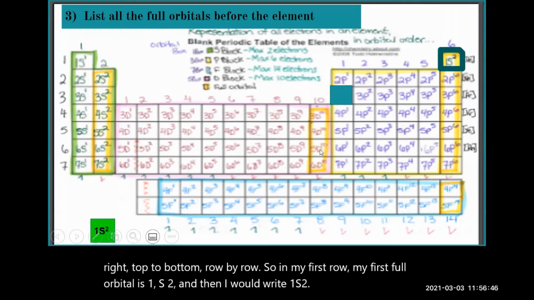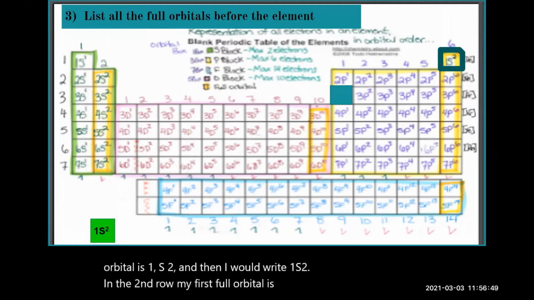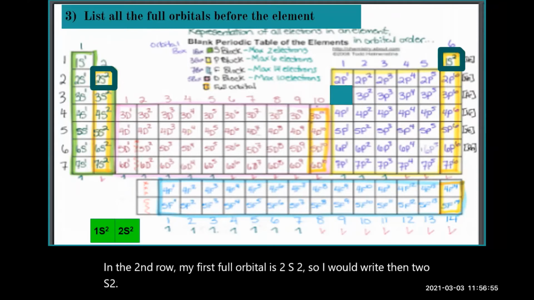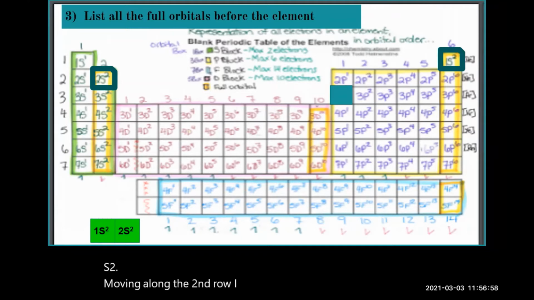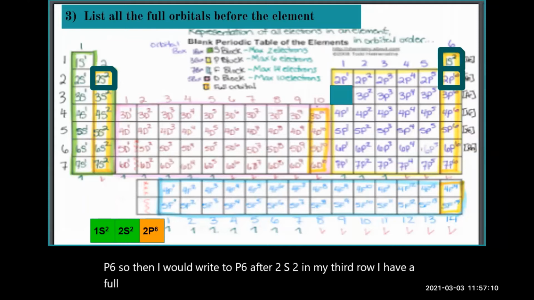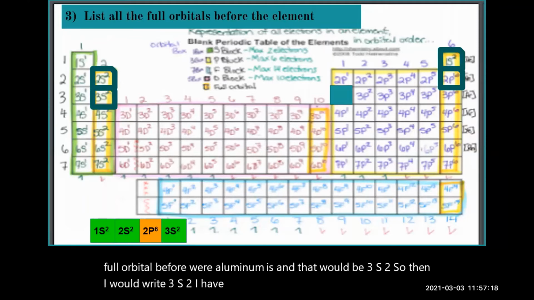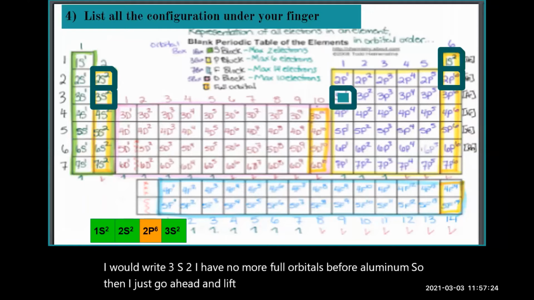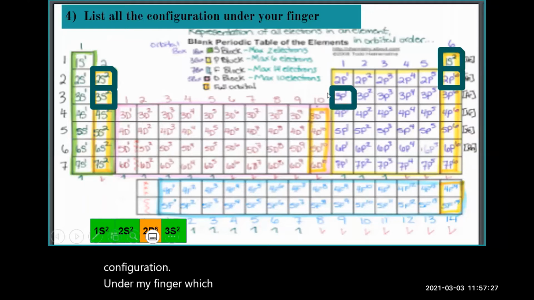In the second row, my first full orbital is 2s2, so I would then write 2s2. Moving along the second row, I have another full orbital, 2p6, so I would write 2p6 after 2s2. In my third row, I have a full orbital before where aluminum is, and that would be 3s2, so I would write 3s2. I have no more full orbitals before aluminum, so I lift up my finger and write the configuration under my finger, which is 3p1.